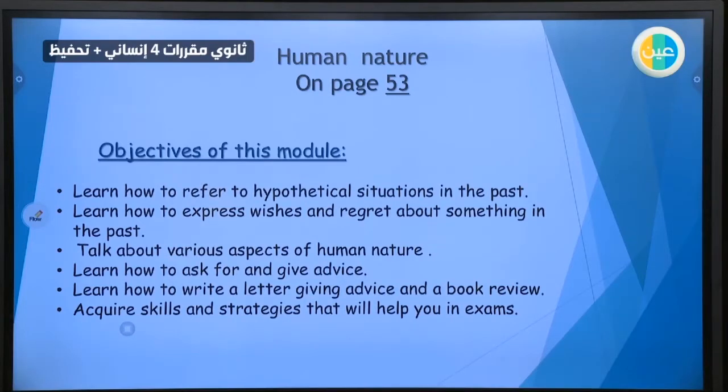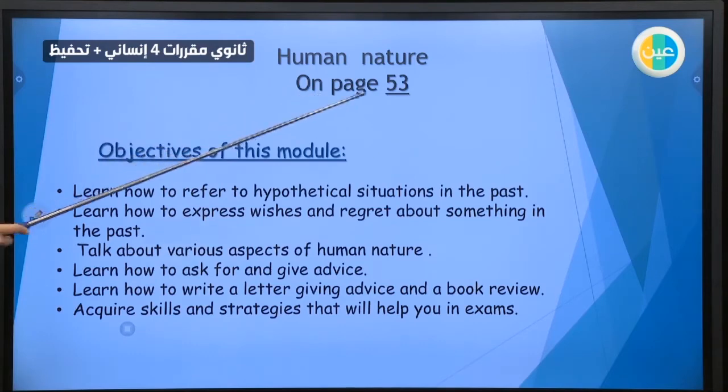We have today revision on module 4, page 53. The title here is Human Nature. What's a human? Children, women, old people, and we have nature. What is nature? The way people think and feel in general.